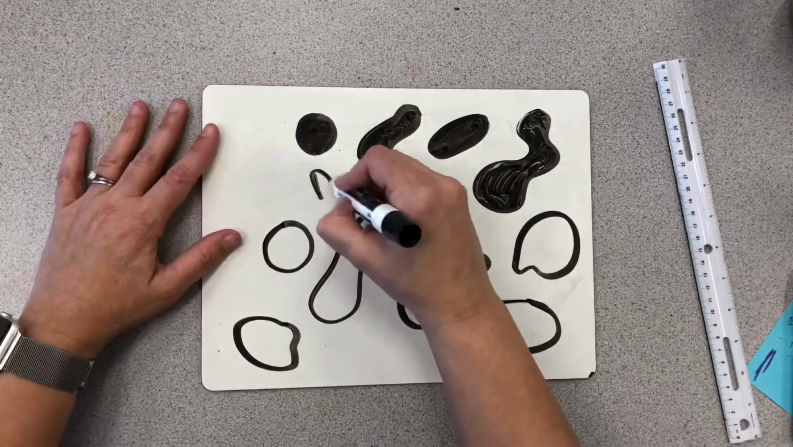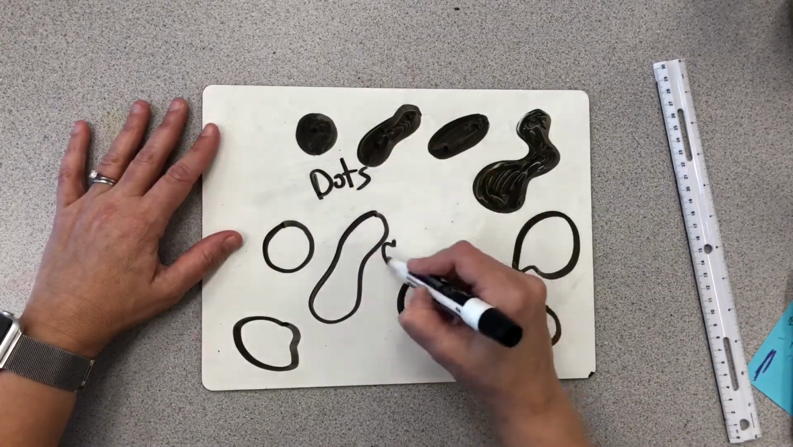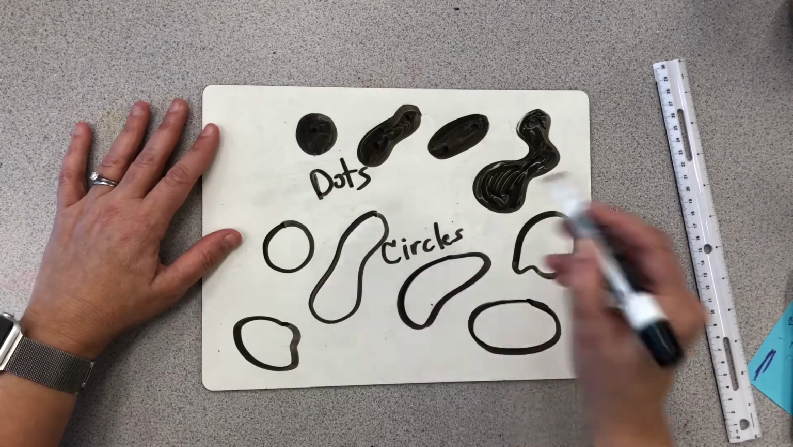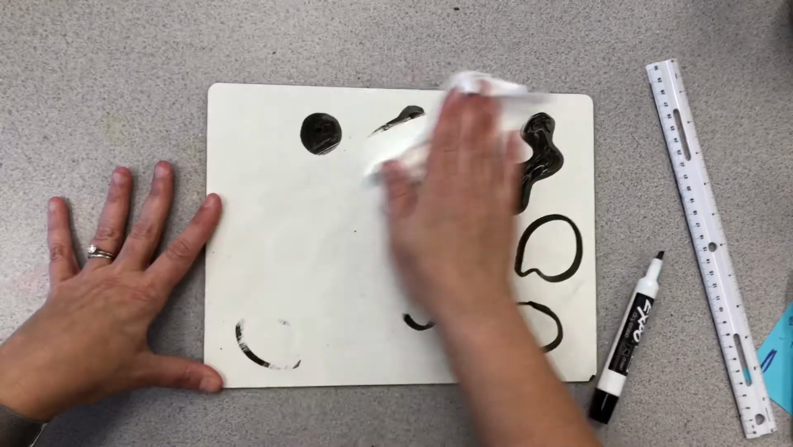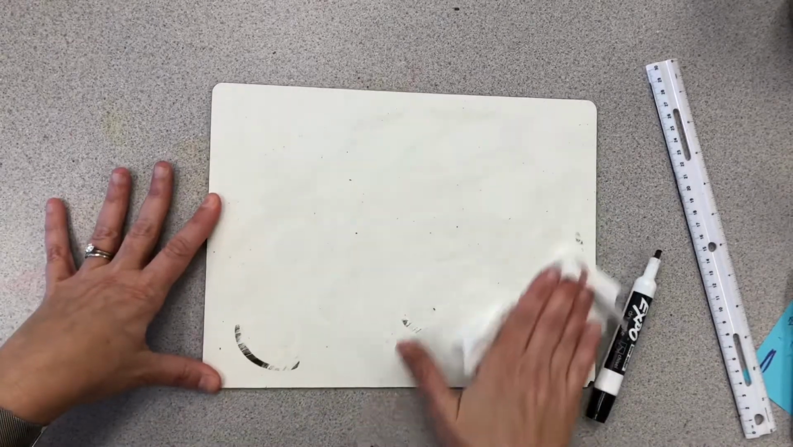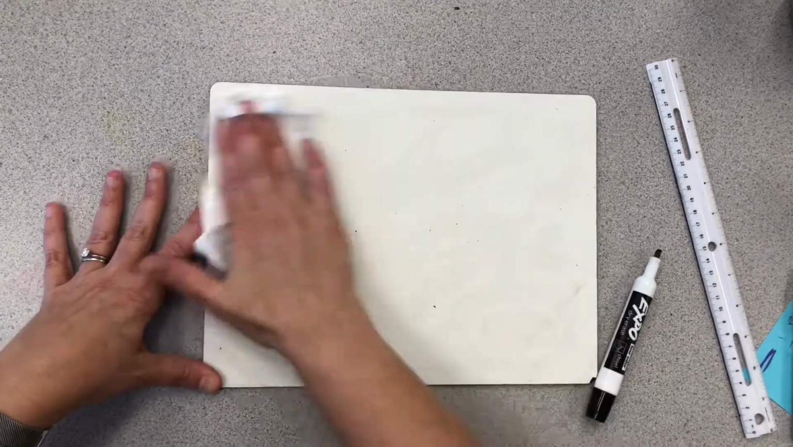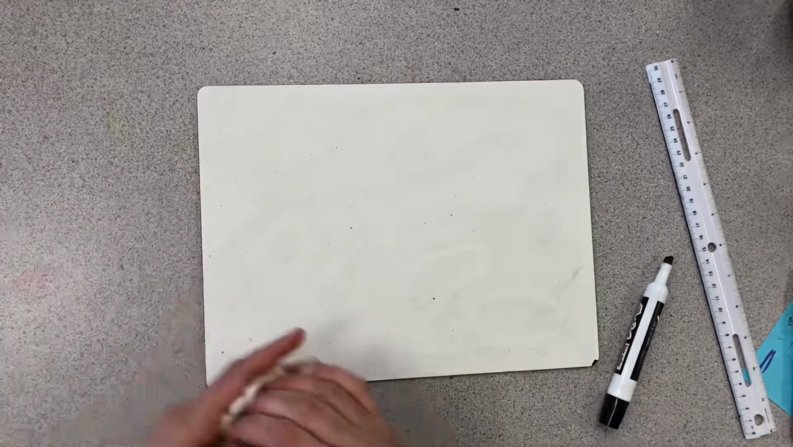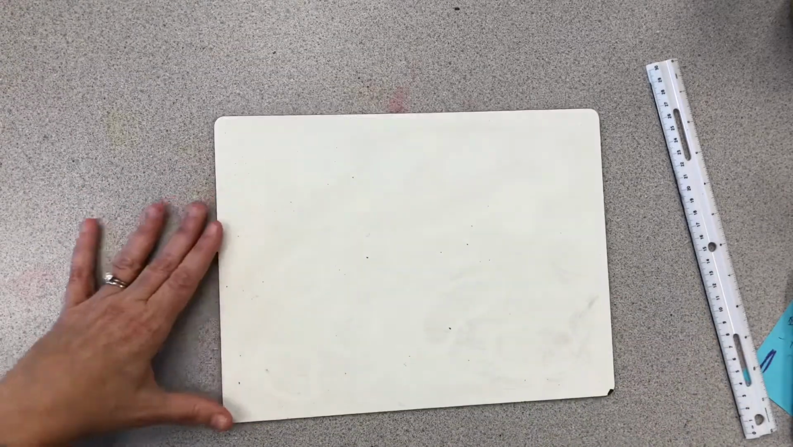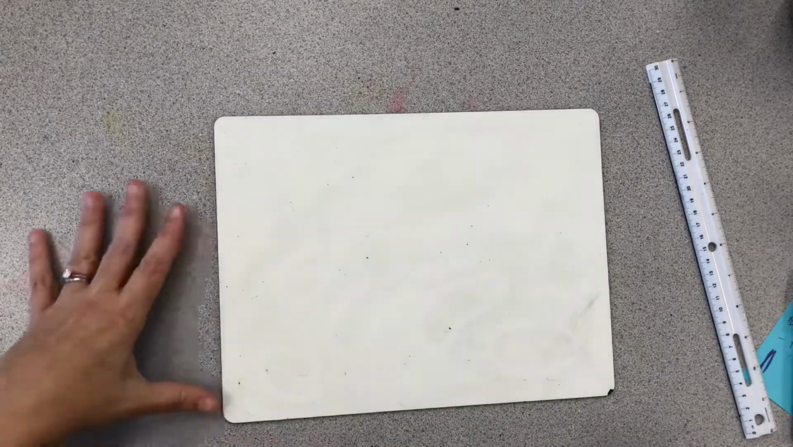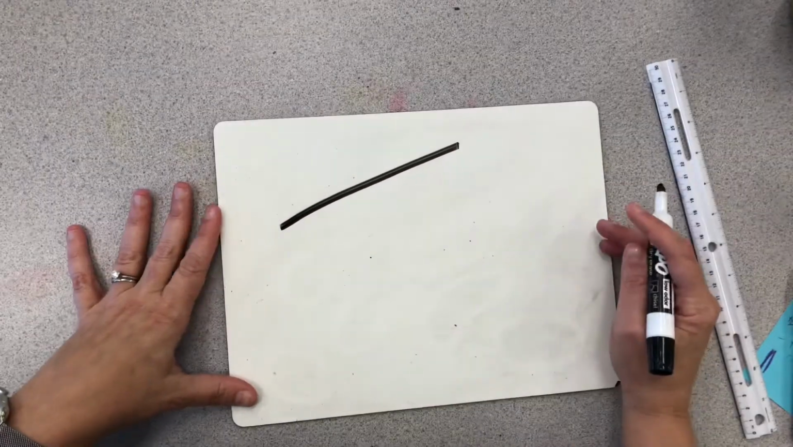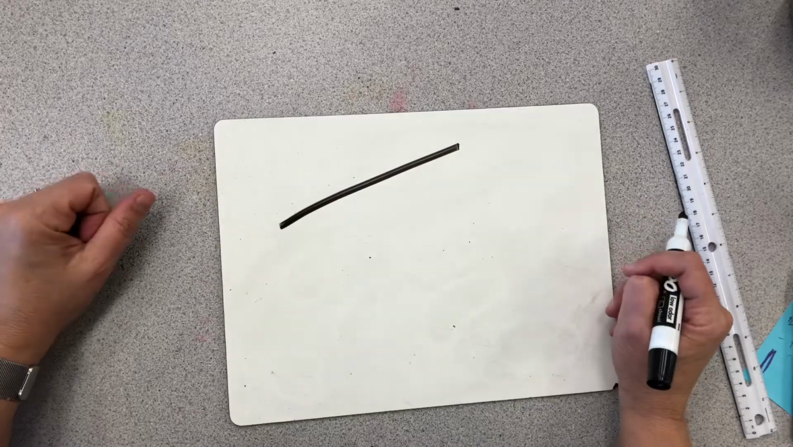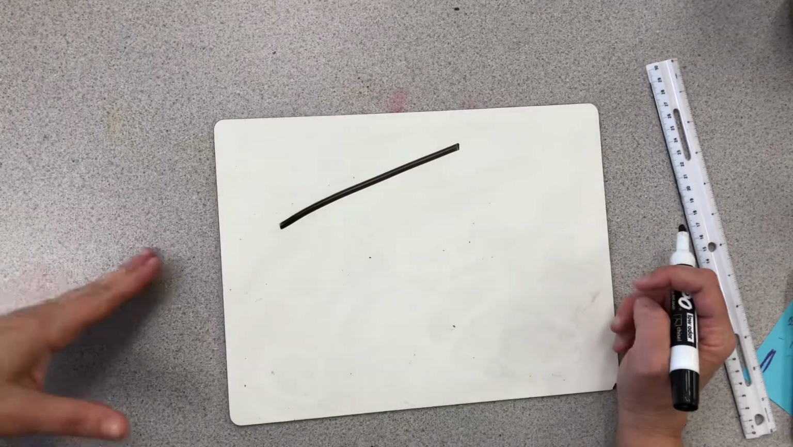So these are the dots. These are the circles. And then we have the lines. So I'm going to erase this. So the line family has 3 different types of lines in it. The first line is a straight line. A straight line is any line that does not bend at all.